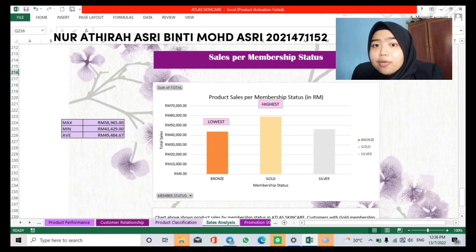The increasing number of sales for Gold membership status is because the customers will be provided with more exclusive chances to win a giveaway or offer in buying Atlas Skincare. This is why most of the customers look forward to being part of the Gold membership.